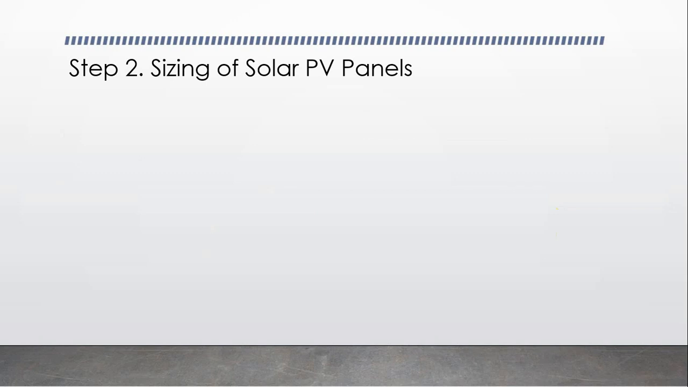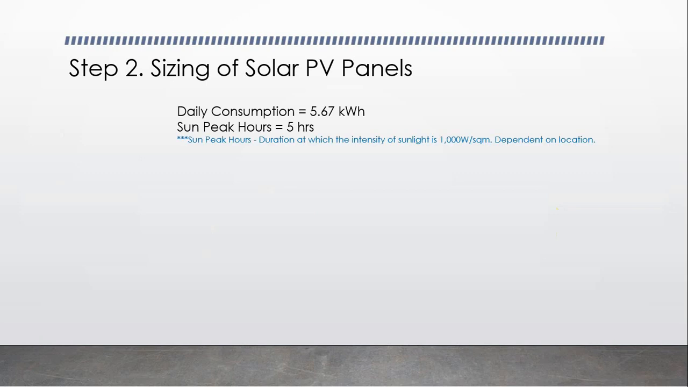Step number 2 is sizing our solar PV panels. Now that we have calculated how much power we consume daily, we also need to determine how much sun your location is getting, or what we call the sun peak hours. So the sun peak hours is the duration at which the intensity of sunlight is 1000 watts per square meter, and the average sun peak hours is usually around 4 to 5 hours, and that value varies as you move away from the equator.